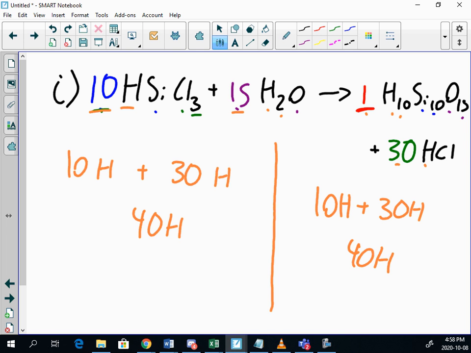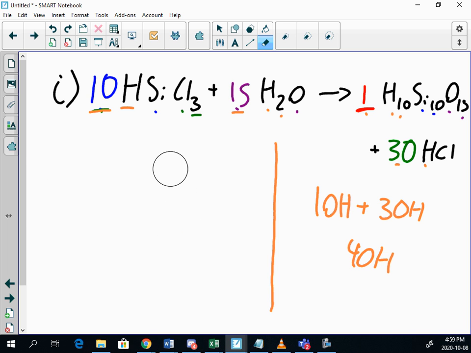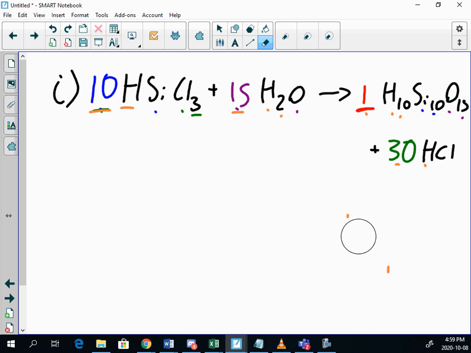So actually this works. I am balanced. 10, 15, 1, 30 as my coefficients are the things that I was looking for. If you got that one, you can do this. You are good to go.